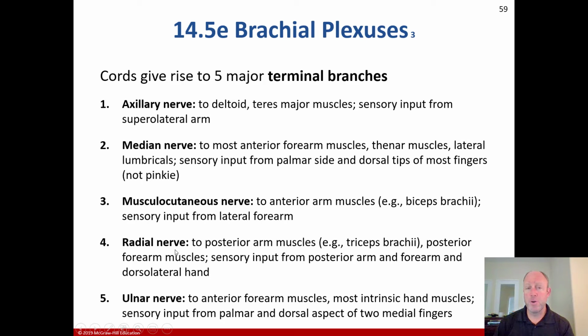And the radial nerve is to the posterior arm muscles like the triceps brachii, and the posterior forearm muscles, and it gets sensory input from the posterior arm and forearm and the dorsolateral hand. The ulnar nerve is to the anterior forearm muscles with most intrinsic hand muscles, with sensory input from the palmar and the dorsal aspect of the 2 medial fingers.